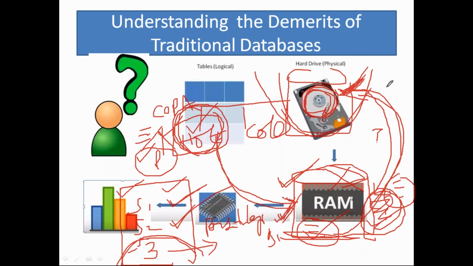That's what the HANA architecture is designed for. A persistent layer will make sure that your changes will be replicated. And in-memory database doesn't mean that we are not going to have the hard disk at all. No, we'll be having the hard disk forever.